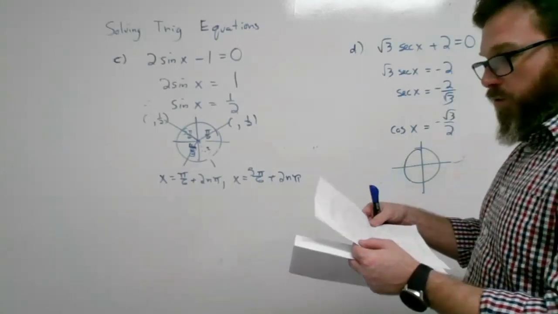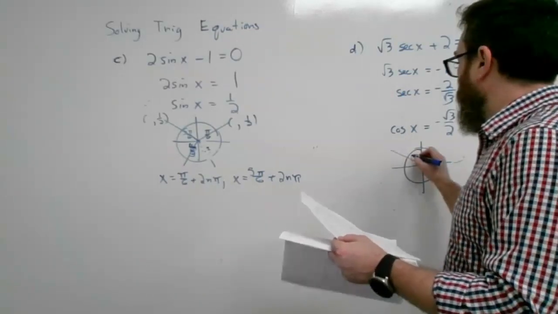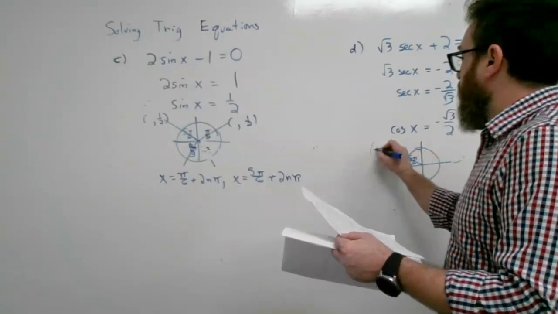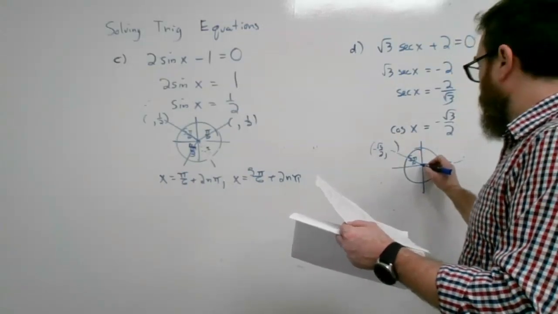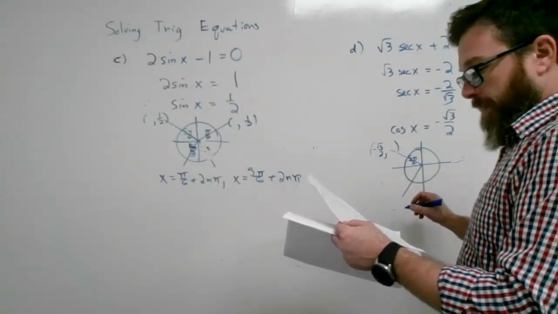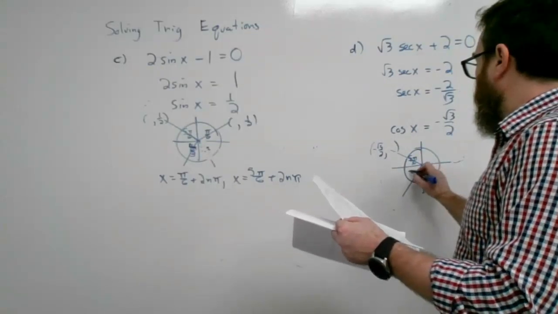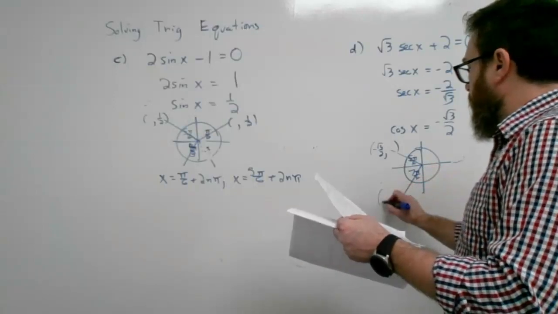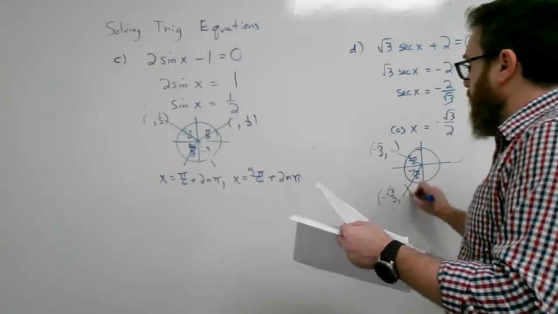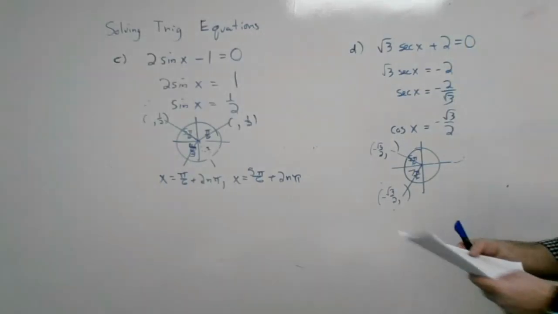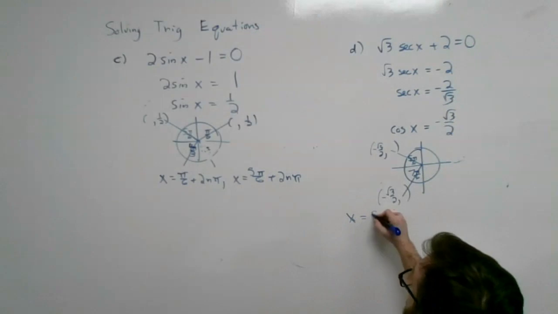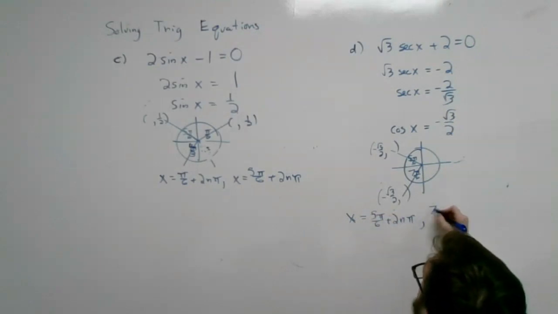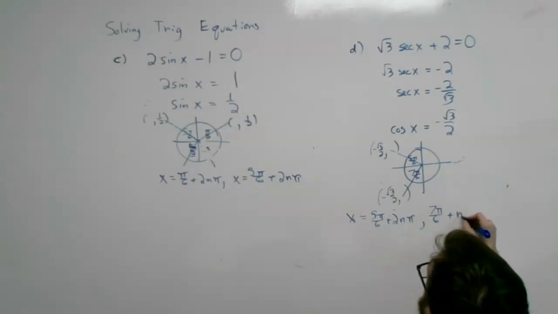So if we're looking at minus root 3 over 2, we're looking at this angle, which is 5 pi over 6, because I get minus root 3 over 2 in the x coordinates. And also for minus root 3 over 2, I get 7 pi over 6. And this gives us a minus root 3 over 2 in the x coordinate, because we're talking about the cosine. So x is going to be equal to 5 pi over 6 plus multiples of its period, and also 7 pi over 6 plus multiples of its period.